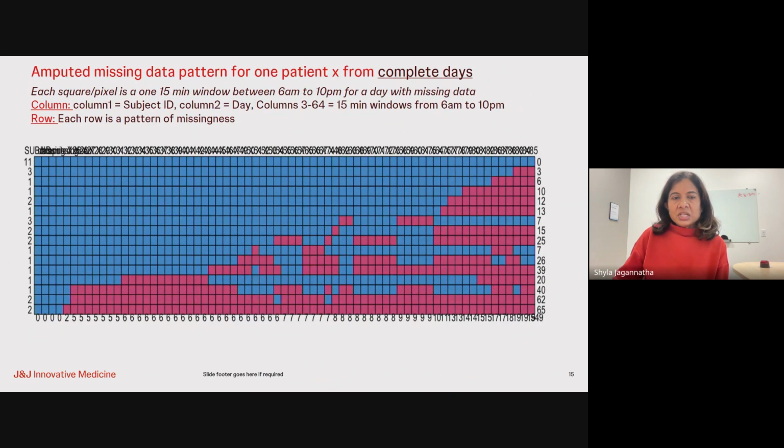So this would have been all blue. This is complete data, but we have induced the missingness based on the pattern we saw in the previous slide. Each square here represents a 15-minute time interval from 6 a.m. to 10 p.m., except the first two columns. And this represents the data for this subject where missingness is induced in their complete days. Okay, next slide.